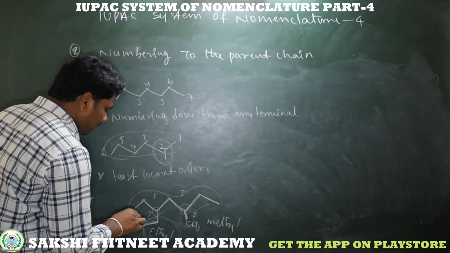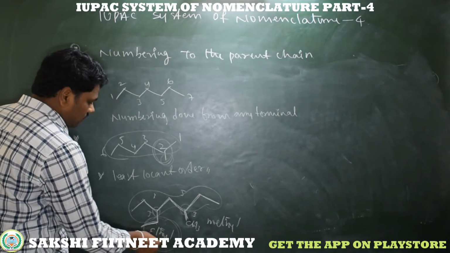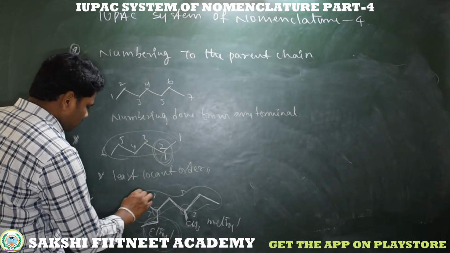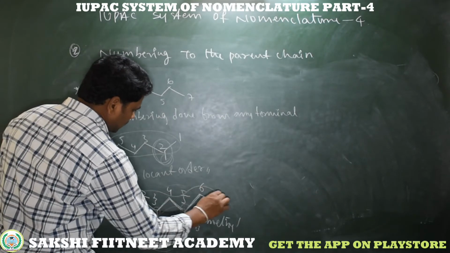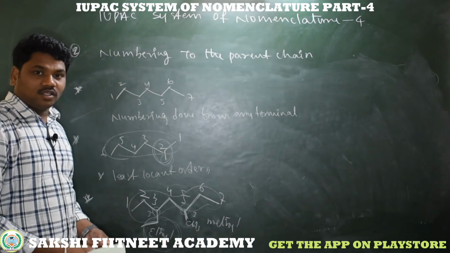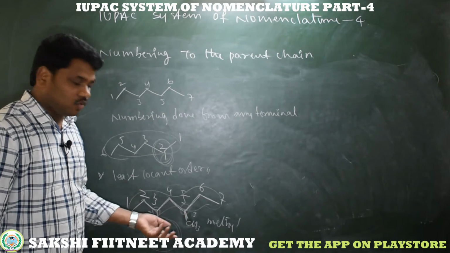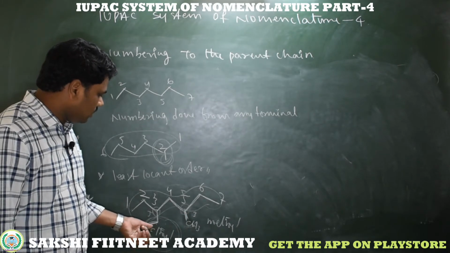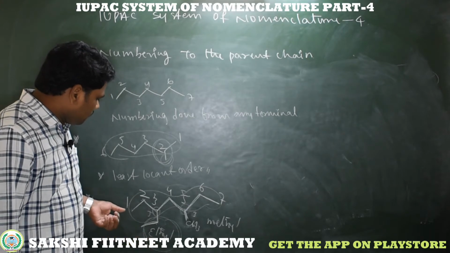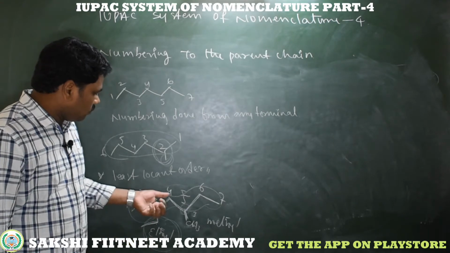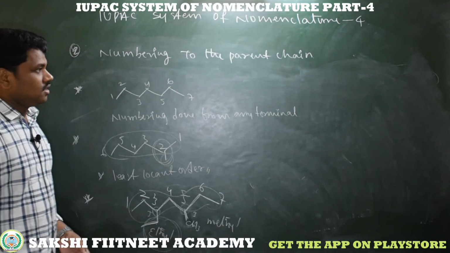So we need to start numbering from the left side to the right side. First we need to cover this ethyl group. So first, second, third, fourth, fifth, sixth, seventh. So based on the substituent alphabet we can follow. Ethyl means the alphabet is E, methyl means M. Ethyl is the first alphabet, so we can follow from left to right. 1 2 3 4 5 6 7. This is the order in this case.